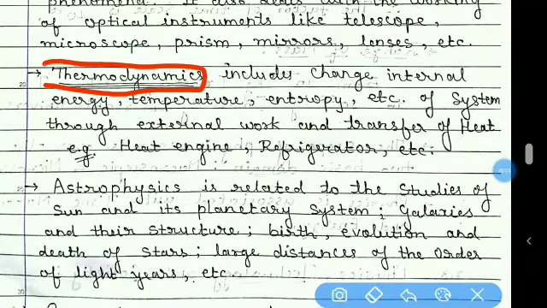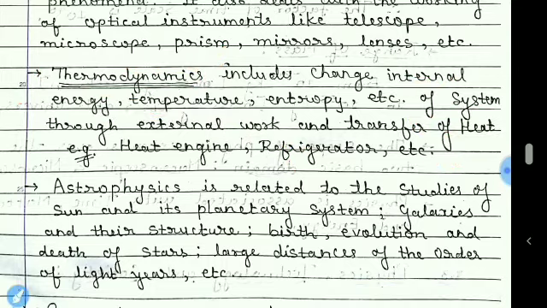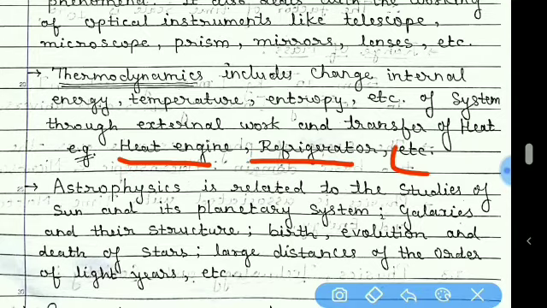Thermodynamics is also a branch of physics. It is mainly dealing with the temperature, internal energy of the system, and how the work is obtained from the heat. That is the basic thing of thermodynamics, that how we can obtain the useful work from the heat energy. The examples of the application of thermodynamics are heat engine, refrigerator, etc.